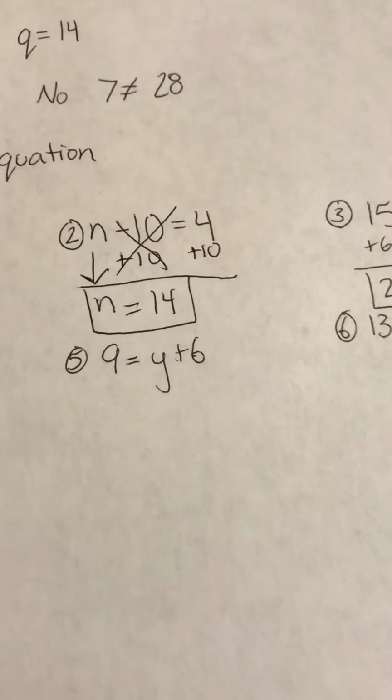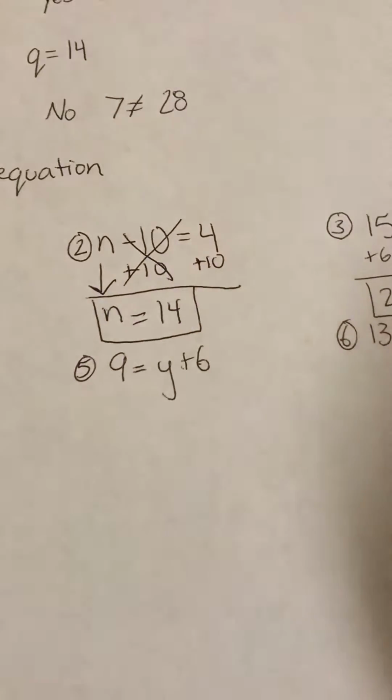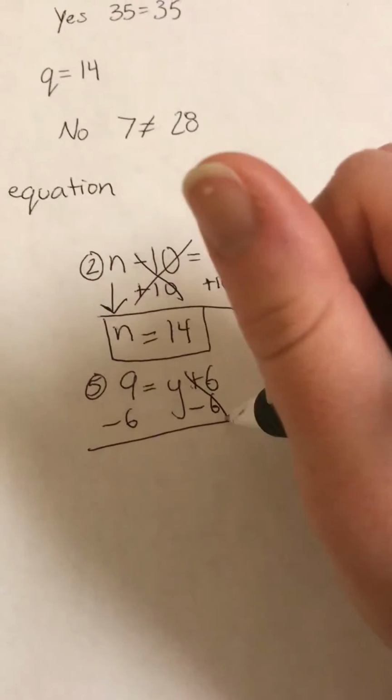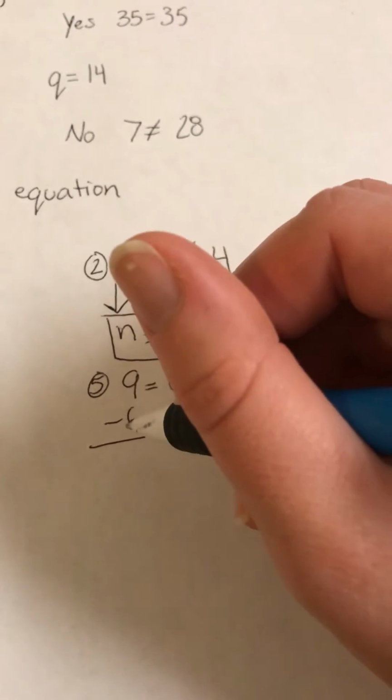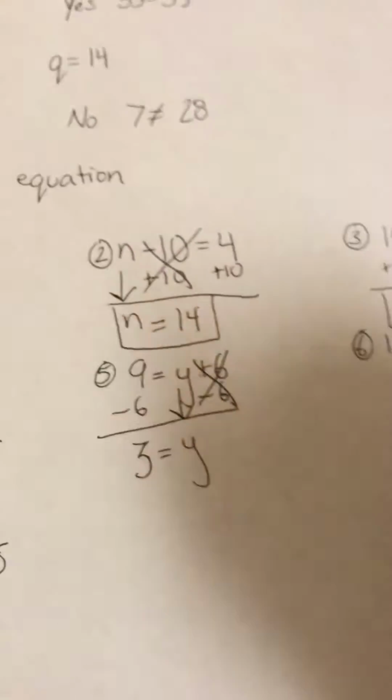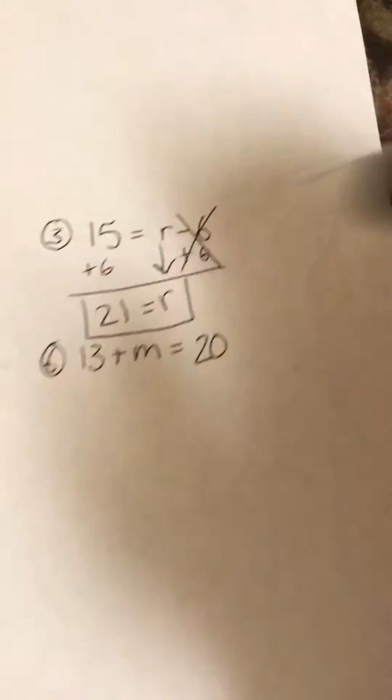9 equals y plus 6. Okay, got to get the y by itself. Subtract your 6 on both sides. 6 cancel each other out. 9 minus 6 equals 3. Bring that y on down. 3 equals y. Go ahead and square your answer.